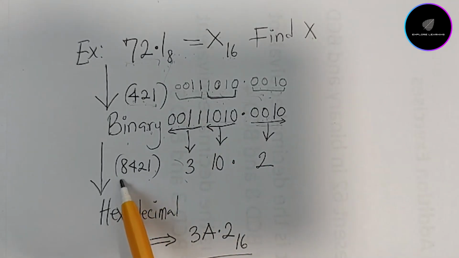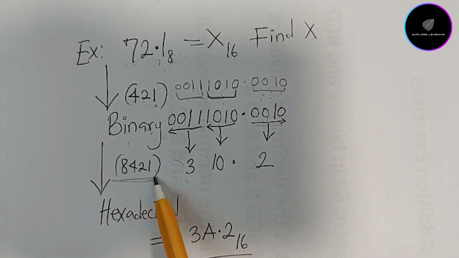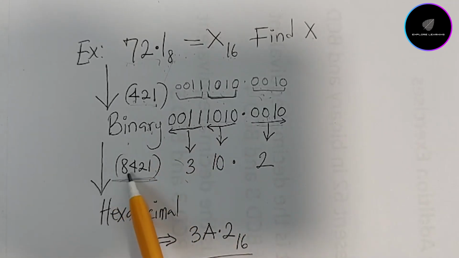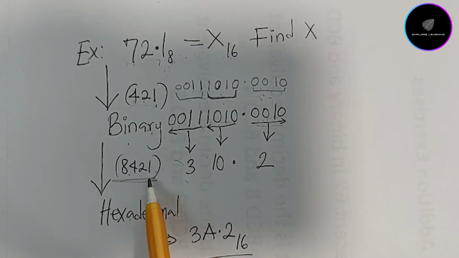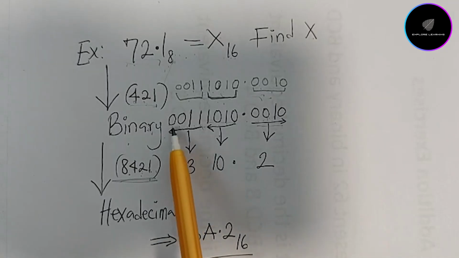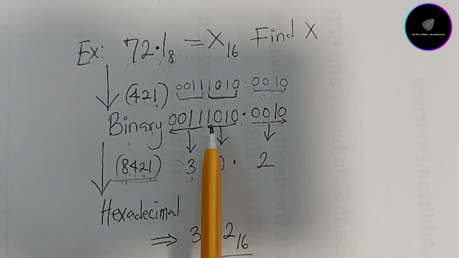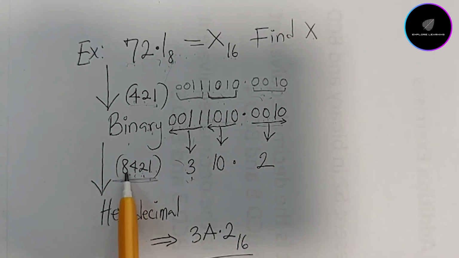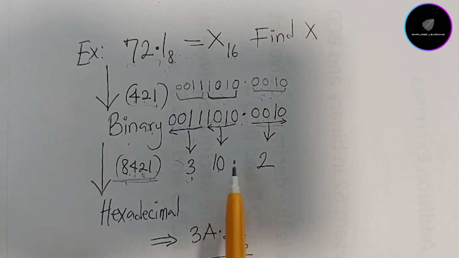Now let's get started. You have 0011, so 8 is going to be 0, 4 is going to be 0, 2 is 1, 1 is 1. If we sum 2 and 1 together, we're going to have 3. So we'll have 3 there. Now for this coding, we have 1010. 8 is on, 2 is on, so that's 10. Dot, we have 0010. Only 2 is on, so in that case we have 2.